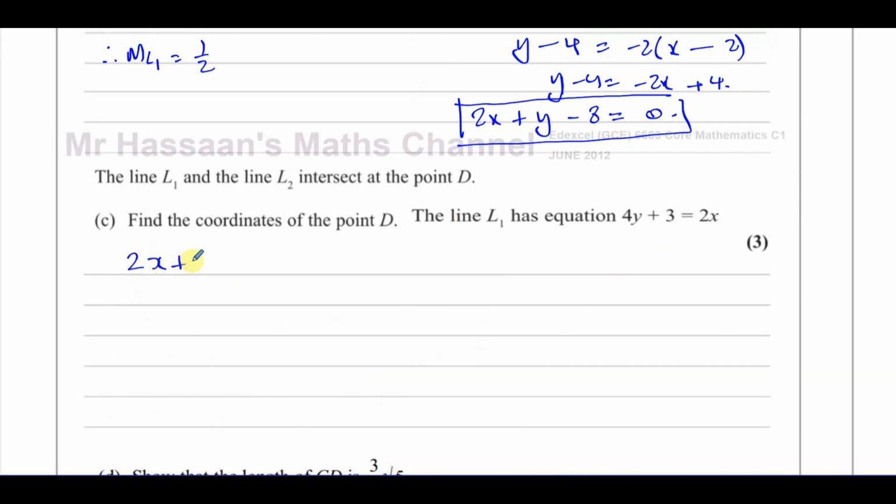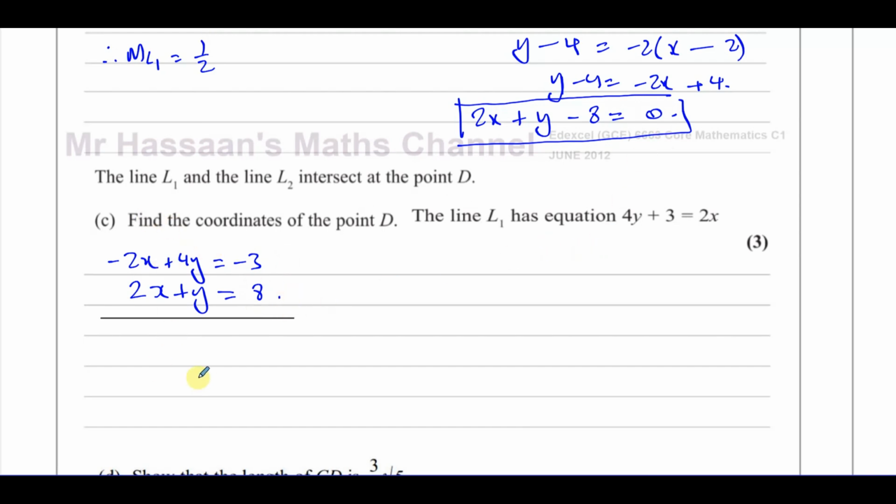So let's just write them. You have 2x plus y equals 8. That's line 2. And I'll write this in the same form. So I'll write minus 2x plus 4y equals negative 3. I've just written them so the x's, y's, and numbers are on top of each other. I can solve this pair of equations simultaneously. And if I solve them simultaneously, I will find where they intersect.